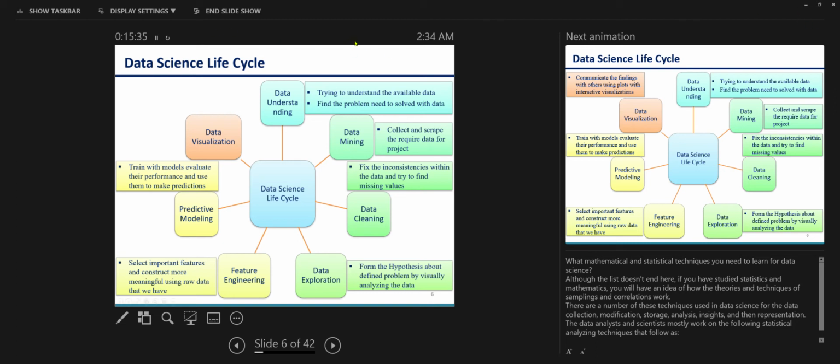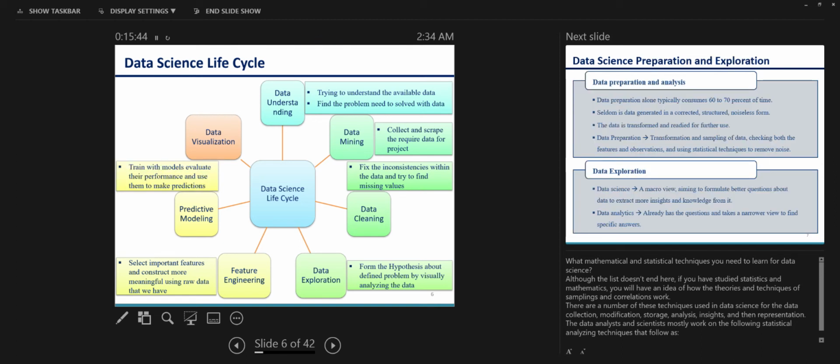So we can present it in an interactive graphical form that can be easily understood. That's data visualization. It is about communicating the findings with others using plots, interactive visualizations and so on.